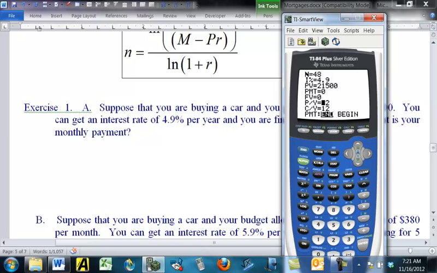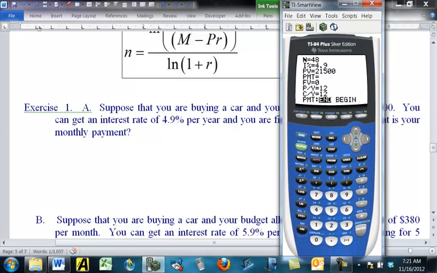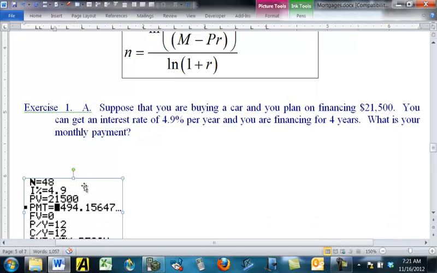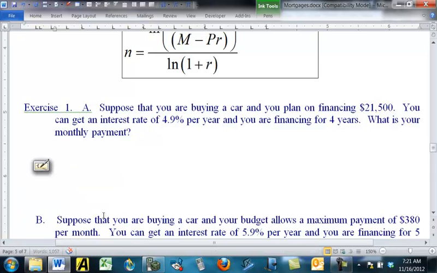Notice that changed the other one automatically. And the one we don't know is our payment. So I'm going to leave my cursor there. I'm going to do alpha, enter, and it'll solve it. So I need to pay $494 and let's see here.